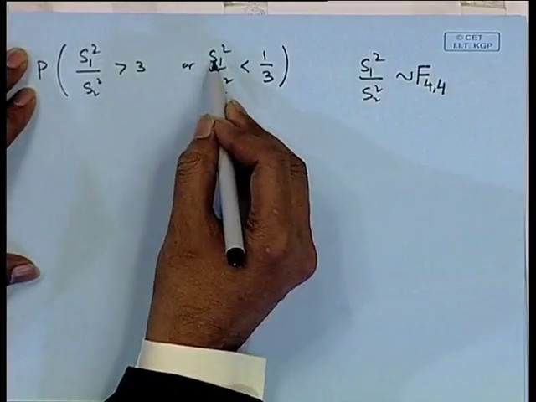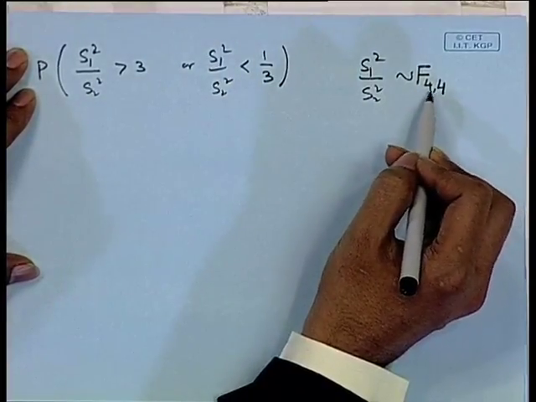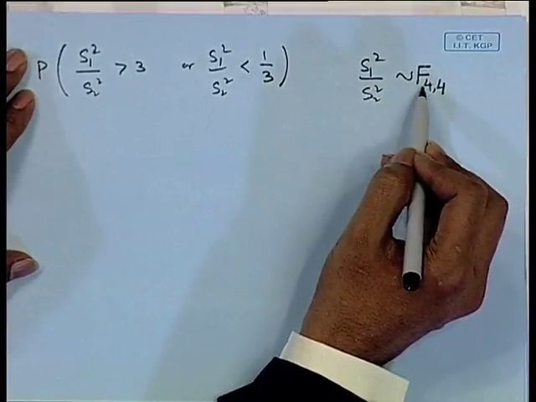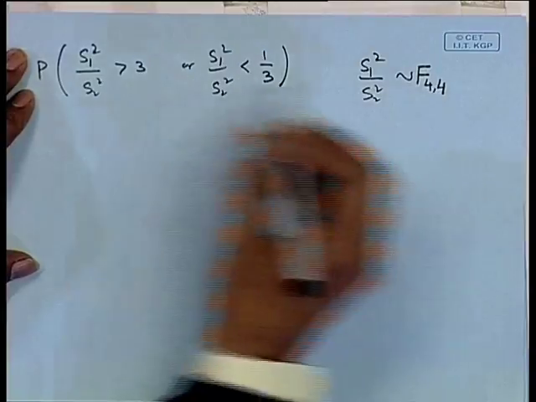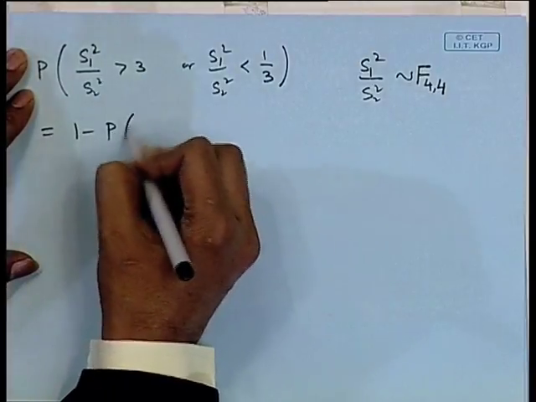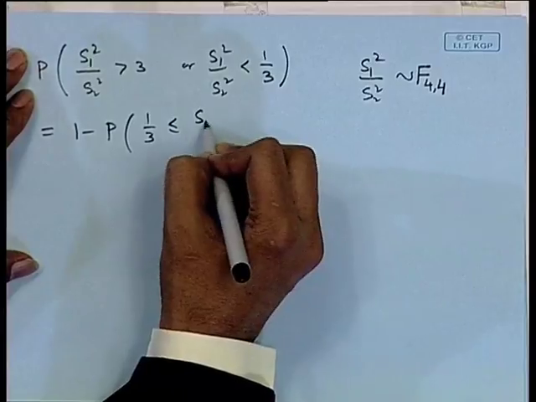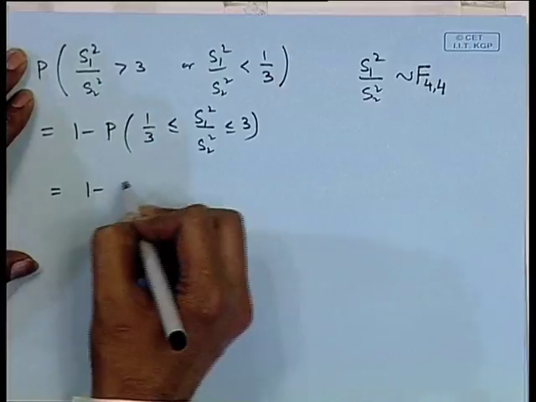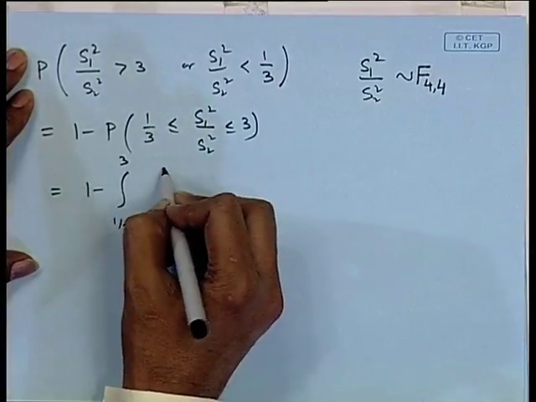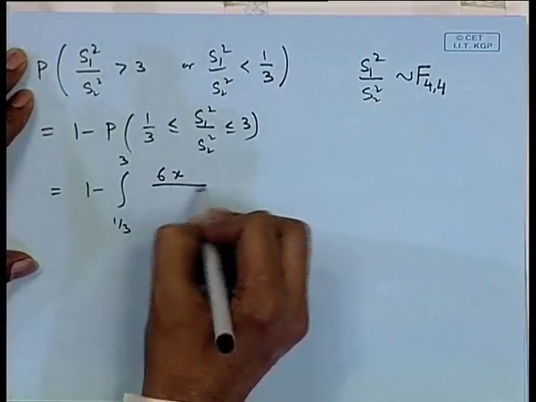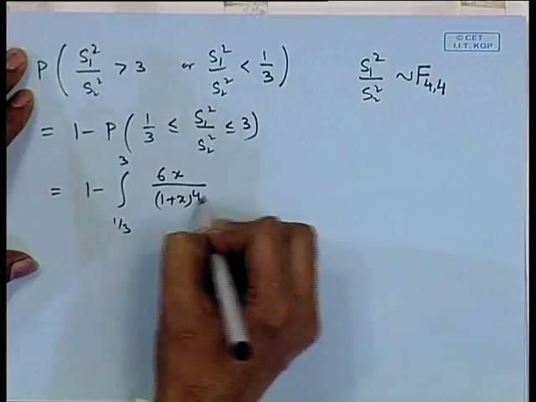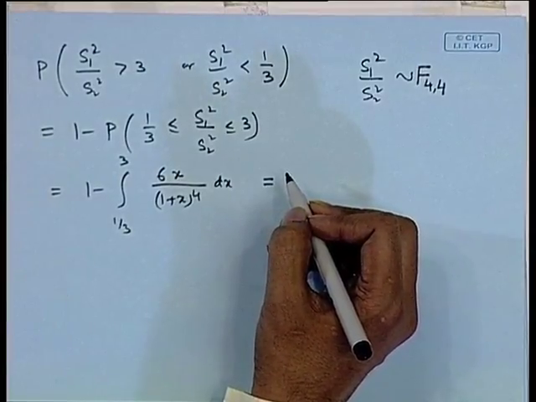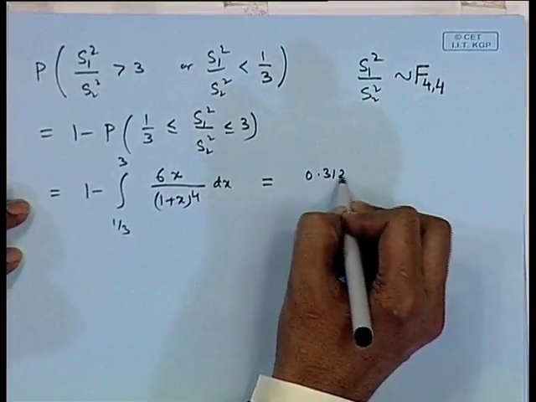That means, for calculation of this we have to look at either the tables of F44 or we write down the density of F44 here. Fortunately, the density of F44 has quite a simple form. So, we can write this as 1 minus the probability that 1 by 3 is less than or equal to S1 square by S2 square, less than or equal to 3, and this turns out to be 1 minus the integral from 1 by 3 to 3, and the density function of F44 is 6x divided by (1 plus x) to the power 4. So, this integration can be done easily and the value turns out to be 0.3125.